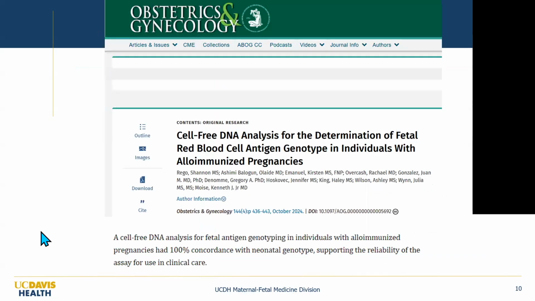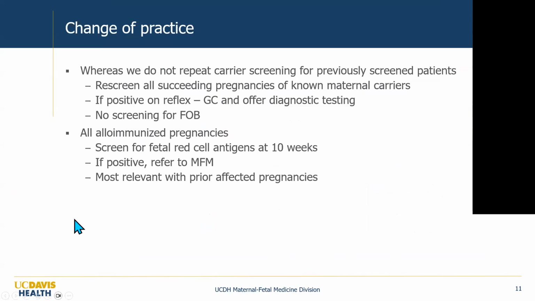So one of the recent literature that came out was this, and this was actually published before the Panorama test was published in December. This is just to assess the sensitivity and specificity of detecting fetal alloantigens. And this test that was published in the Green Journal is by Unity, and then 2 months later, the Green Journal also published the Panorama test.